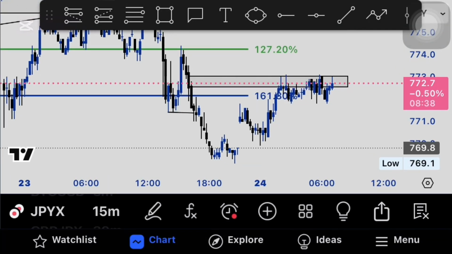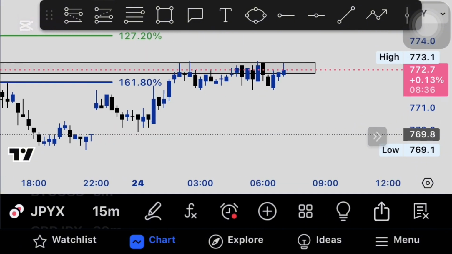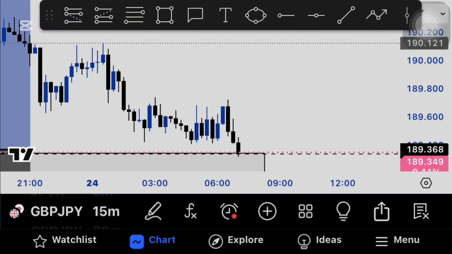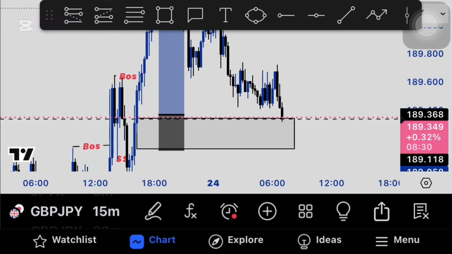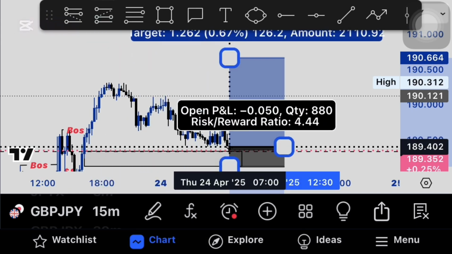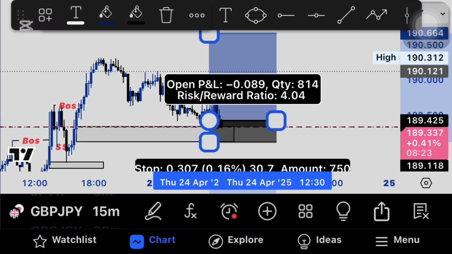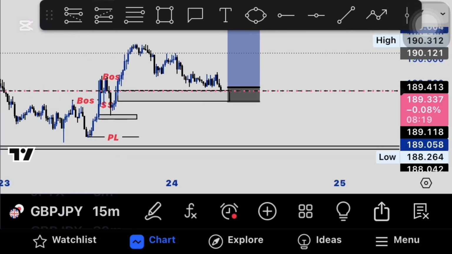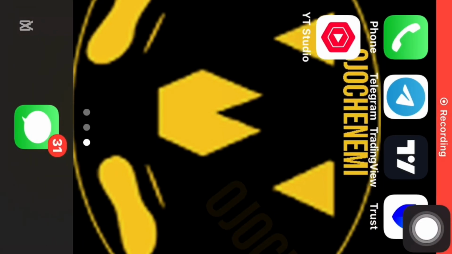So here is the JPYX. I'm not on the JPY, so I want to go to the GBP. So this is the GBP JPY. On the GBP JPY you can see it has tapped in on my zone. This is the zone I want to buy. It has tapped in. This is the current price right now, so it just tapped in there. I'm not going to wait, I'm going to buy from here. This particular zone, you can see this, 189413. So I'll be going to my Prophem.